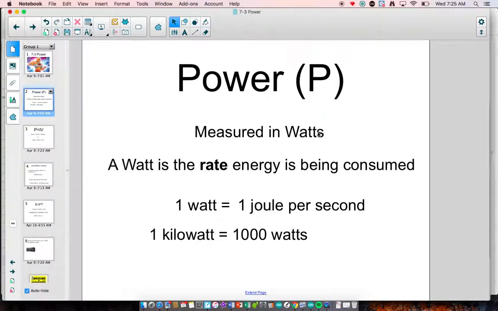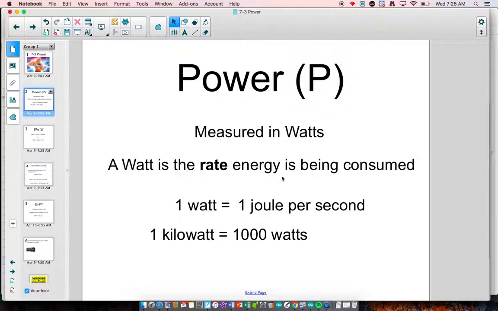It's measured in the unit watts. It's also frequently used in kilowatts, but kilo, you guys know, the prefix just means 1,000. So a watt is the rate of energy being consumed, and that's what's really important. I have rate in bold. Watt in and of itself is not energy. It is the rate that energy is being consumed. So it's energy per second. 1 watt is 1 joule per second.